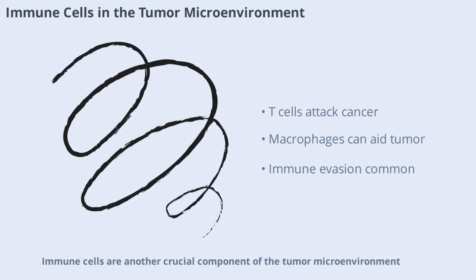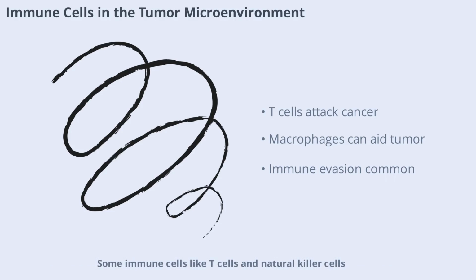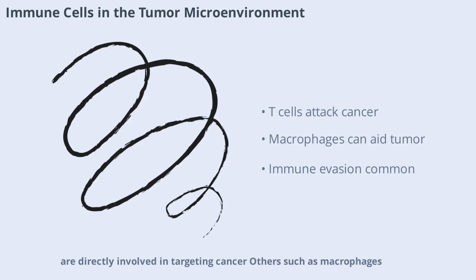Immune cells are another crucial component of the tumor microenvironment. They can recognize and attack cancer cells, but tumors often develop ways to evade or suppress the immune response. Some immune cells, like T cells and natural killer cells, are directly involved in targeting cancer. Others, such as macrophages, can be co-opted by the tumor to promote growth and suppress other immune responses. The balance between these immune cell types can influence whether a tumor is controlled or allowed to progress.